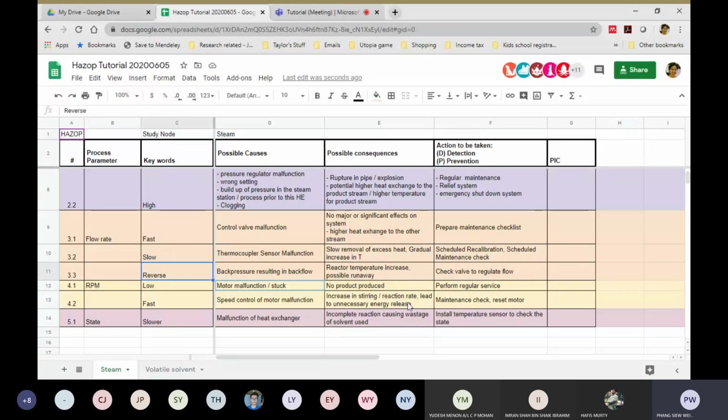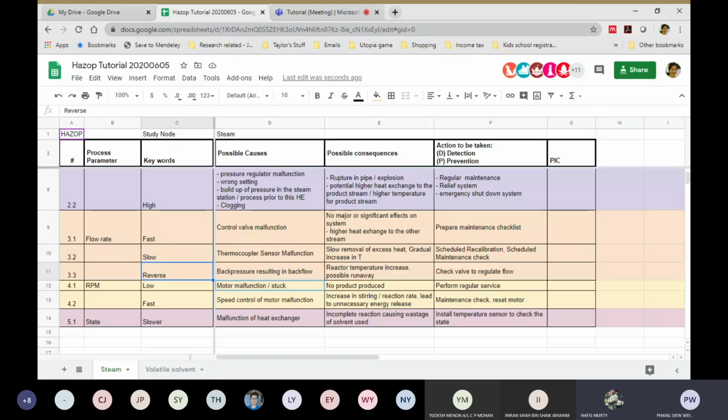What about the reverse flow? Reverse flow, back pressure may occur, resulting in backflow. This probably will cause reactor temperature to increase, possible runaway. Action to resolve this is to ensure that the check valve is present to regulate the flow.